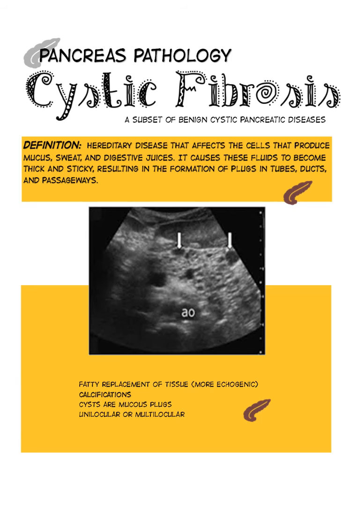What ends up happening is that the fluids that the organ creates end up becoming very thick and sticky, and then they create these plugs. On ultrasound, cystic fibrosis is going to present as multiple cystic spaces, and what those cystic spaces actually are is the mucus plugs that have formed within the pancreas. We might also see some calcifications within the pancreas, and there might be a little bit more fatty tissue, which would make the pancreas more echogenic.